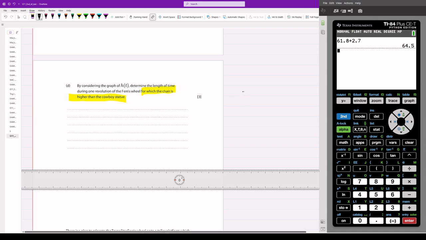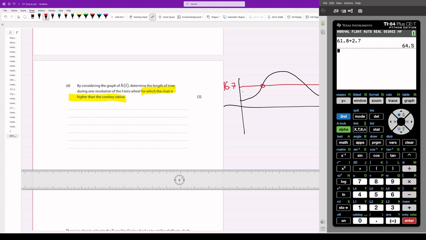Well, what I'm going to do is graph both of them. So we've got the cosine graph, which represents the height of the chair, and then we've got 16.7, which represents the height of the cowboy. I would like to know the first time that the chair goes above it and when the chair goes below it, and I'm going to find the difference between those two times. How do we do that?